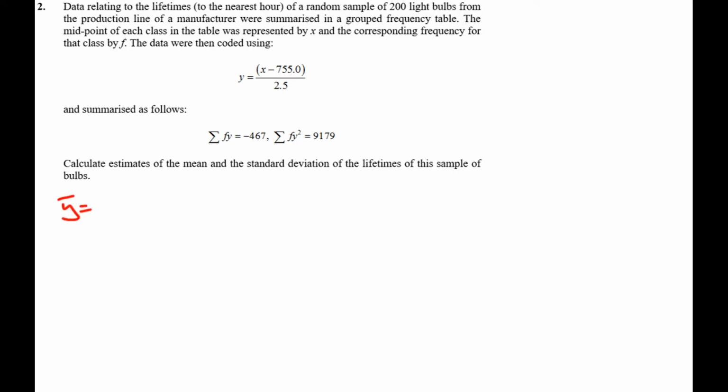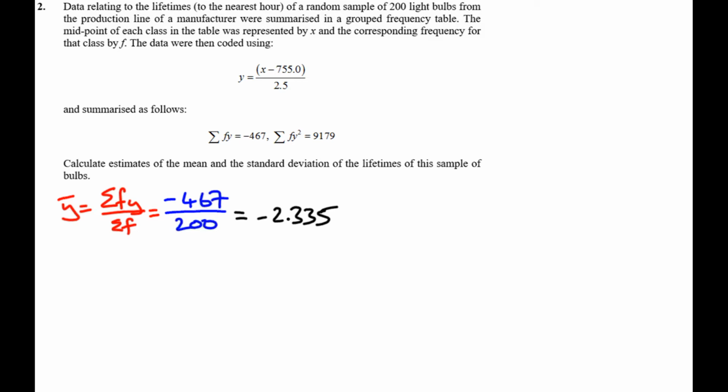So Y bar is going to equal the sum of Fy divided by the sum of F. Negative 467 divided by 200. And that leads to an answer of negative 2.335. Okay, similarly, I should be able to find the standard deviation for Y.